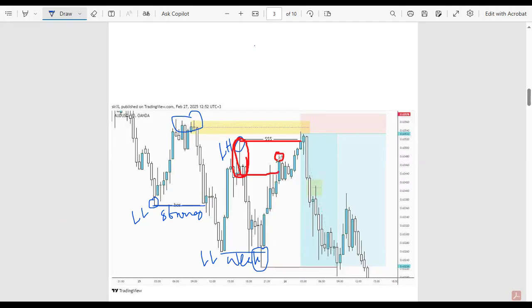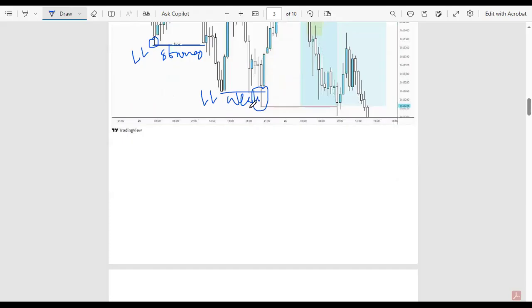Okay, so mitigated a little bit, but what happened is price went down a bit and then went up very fast, tapping into this bearish order block, and then continued going down. Okay, so that's how simple it is. You can see that's a very simple explanation.